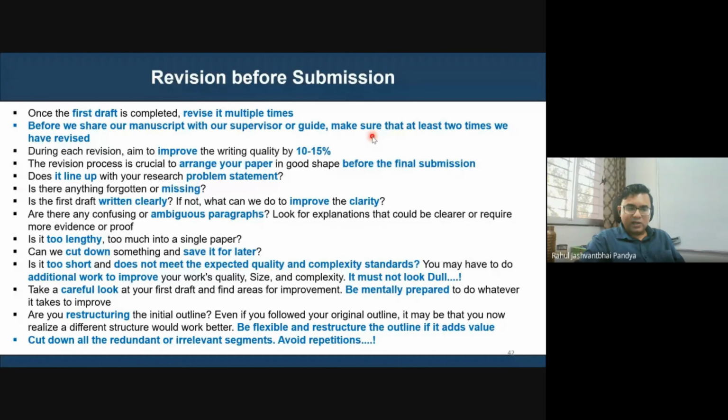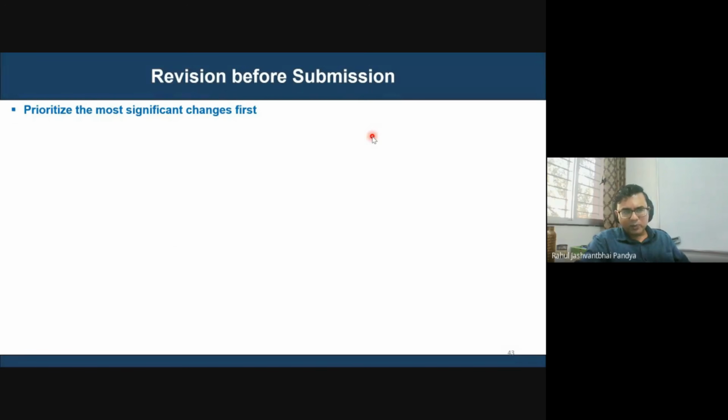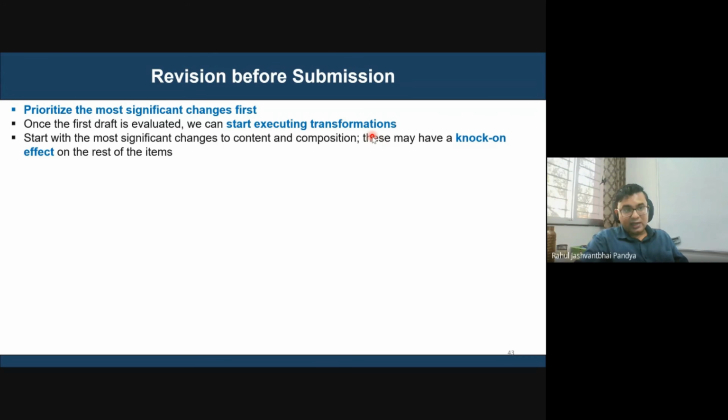We got to cut down all the irrelevant content. Avoid repetition. There shouldn't be a single piece of information repeated, right? So avoid all repetitions and other things. We got to prioritize the most significant changes first. Once the first draft is evaluated, we can start executing the transformations, right? And start with the most significant change in the content composition, which has a knock-on effect, right? So let's say if I start rewriting, I have to think, okay, this is the most important part, which I have to rewrite first. We start from there, so we don't lose the motivation, right?